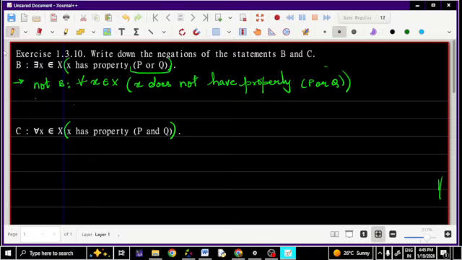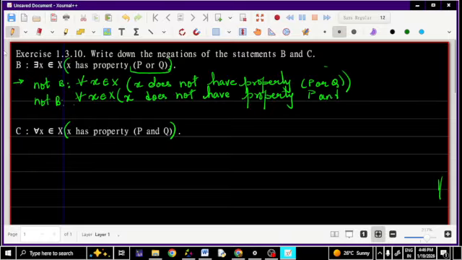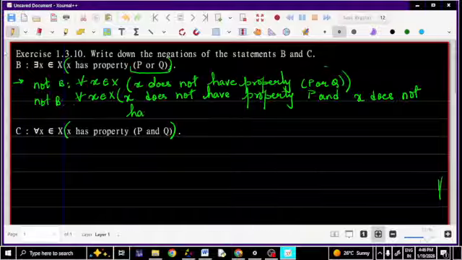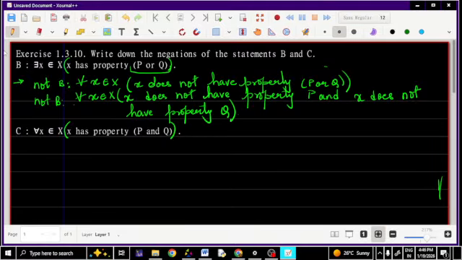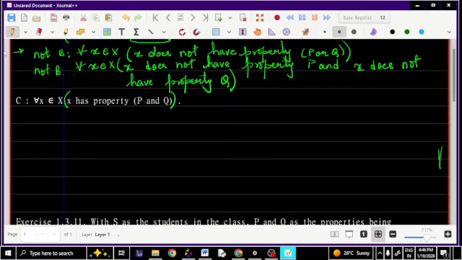So the final negation, not B, would be for all x in X, x does not have property P and x does not have property Q. Or another way would be for all x in X, x neither has property P nor Q. That means it is not having Q and it is not having P also. Okay, I hope that is clear.